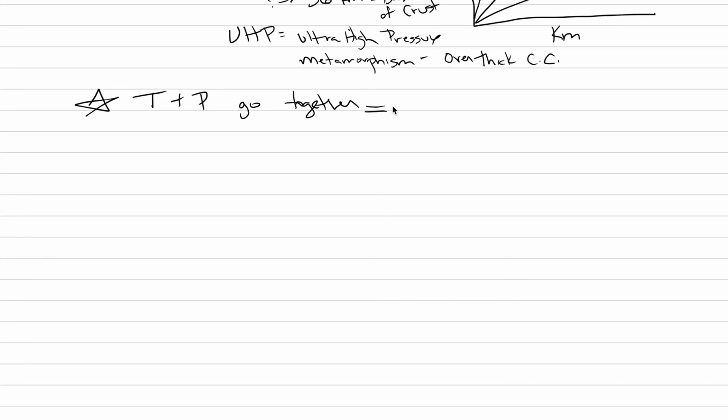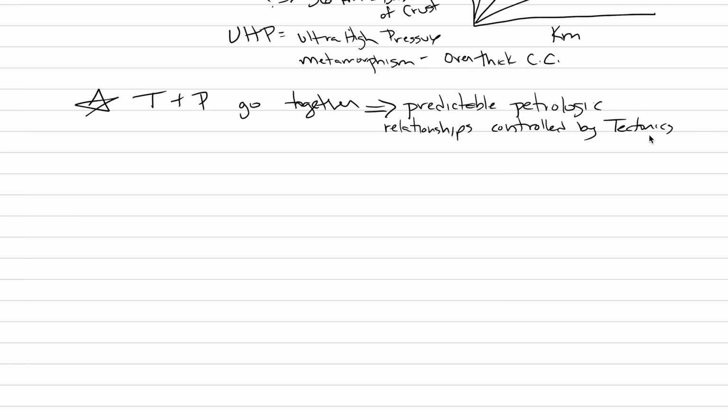And so because T and P go together, we can say that they produce predictable petrologic relationships controlled by tectonics. Right, that's kind of one of the big themes of metamorphic petrology.